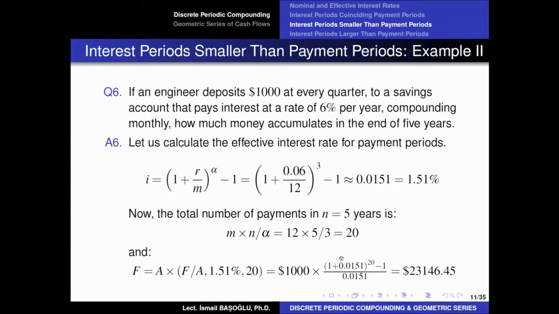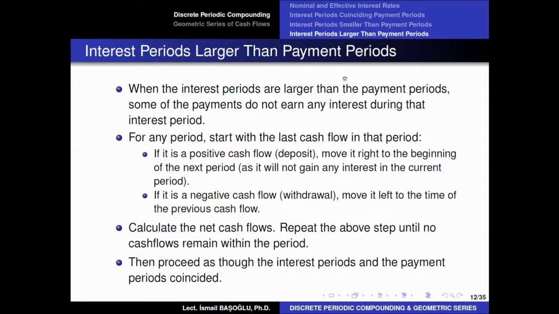And this is how we calculate or solve a problem when the interest periods are smaller than the payment periods. The whole trick is to determine the effective interest rate for the payment periods. And the rest is the same as in the previous question when the interest periods coincide with payment periods. But first, you need to determine the effective interest rate for the payment period. Now, in the next problem, we are just going to solve the opposite situation. In this problem, the interest periods are going to be larger than the payment periods, and we are going to solve this problem in the next video.